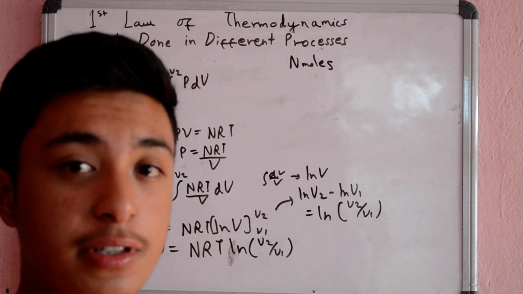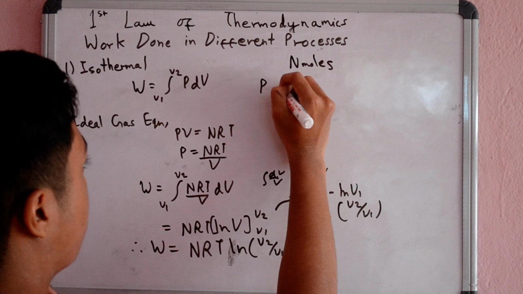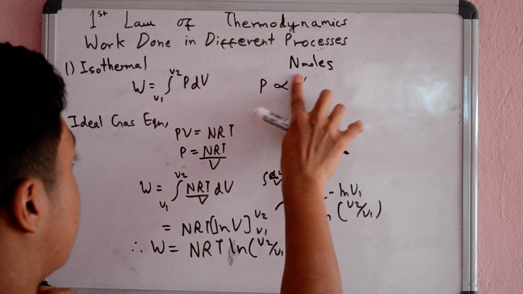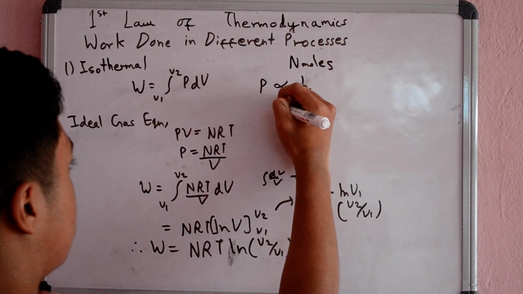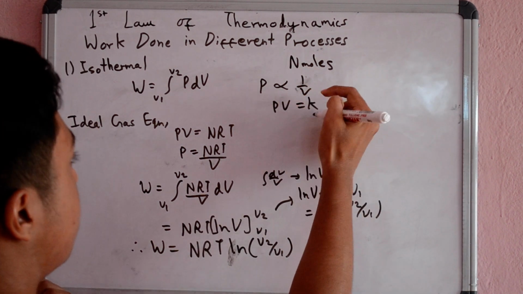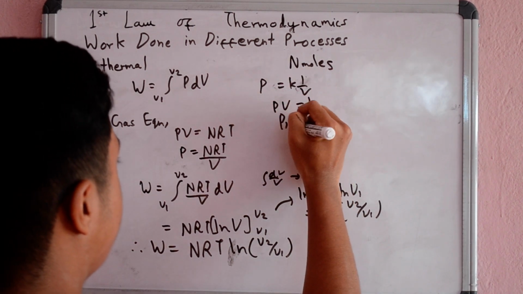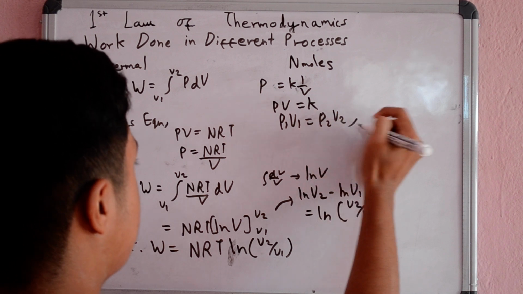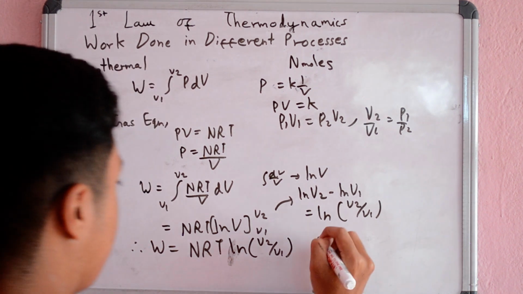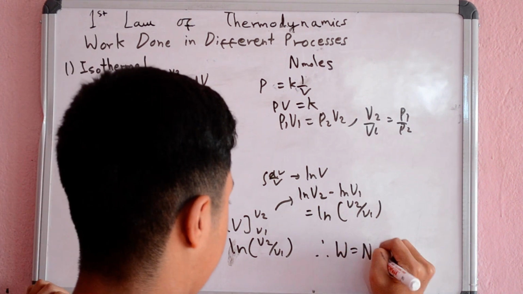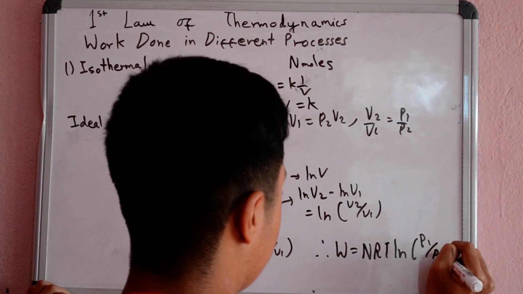Now here, it is an isothermal process, so that means temperature is constant. And don't forget, in 11th grade chemistry, Boyle's law: if temperature is constant, pressure is inversely proportional to volume. So we get PV equals a constant. If we say this is K, that means P1 V1 equals P2 V2. That means V2 by V1 equals P1 by P2. Therefore, work done can also be written in terms of pressure as nRT ln P1 by P2.